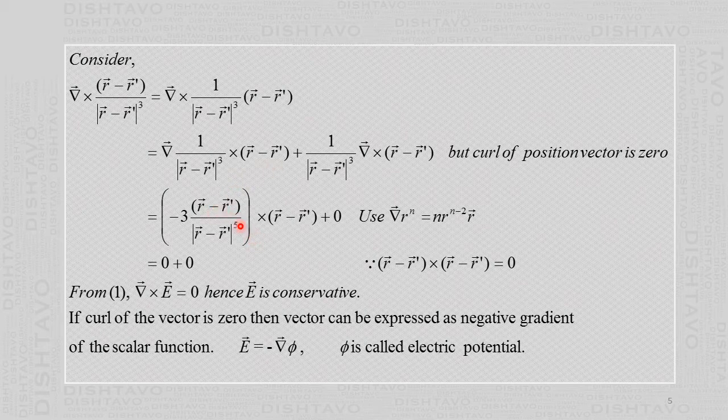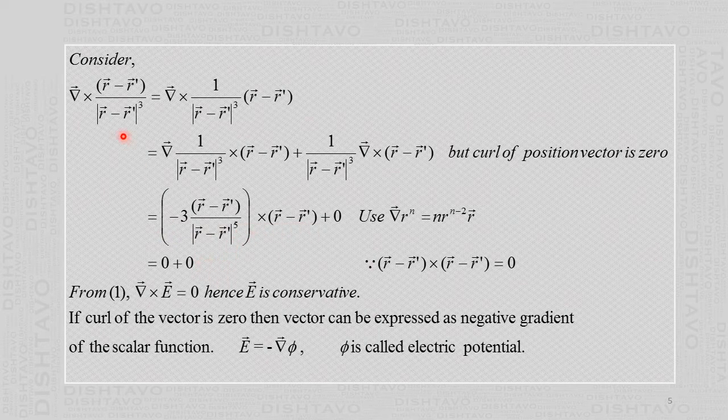Then next is, see here, this is a scalar quantity, minus 3 is also a scalar quantity. So vector r minus vector r dash into vector r minus vector r dash. That means it is a cross product of the same vectors, and the cross product of the same vector, vector a cross vector a, is equal to 0, because its magnitude is a sine 0, that is 0. So this term will become 0. So 0 plus 0, so it is 0.